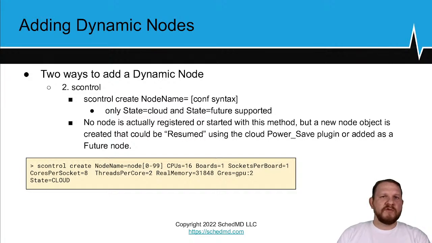But to do this, you just do scontrol create NodeName, and you give it the node configuration and, of course, state equals cloud. Again, no node is actually registered or started on this. So all you're doing is basically creating a node configuration object inside of the Slurm configuration. And this is a node that is going to be powered off, idle, and cloud node. And so it could potentially be resumed at some point. And at that point, your resume script will go and do what it does to add the node and create the node, and then it will communicate with the Slurm controller. So it just gives you the ability to add more node definitions.